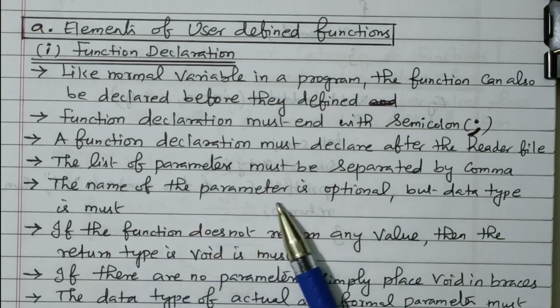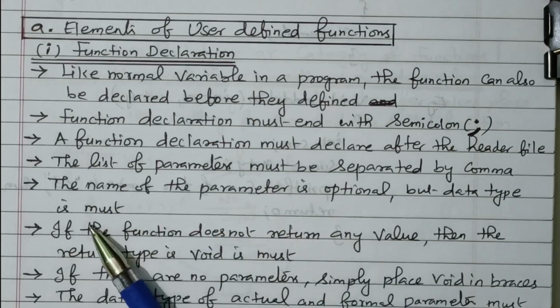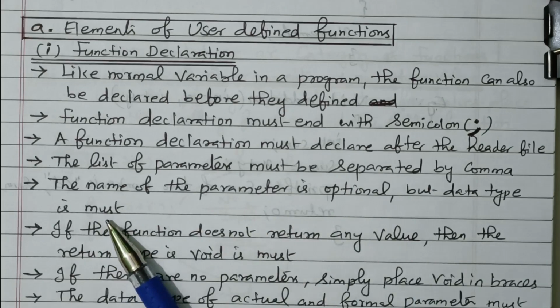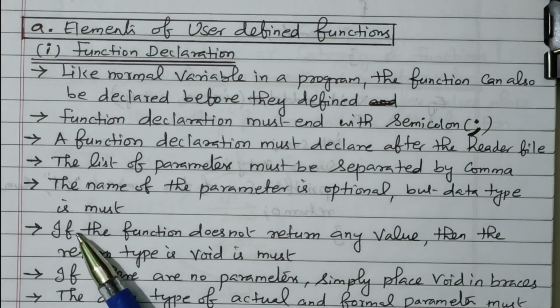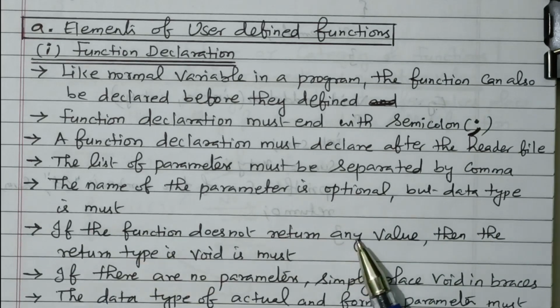The name of the parameter is optional, but the data type is a must. For example, int comma int we can give. Int a comma int b we can also give, but it's not necessary; we need to specify the data type, what type of data we are going to pass to the function. If the function does not return any value, then its return type is void, which is a must.